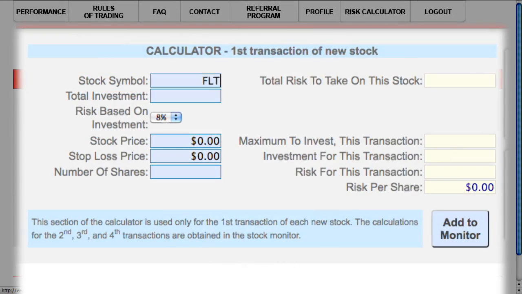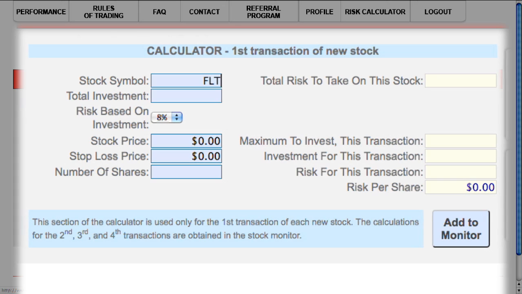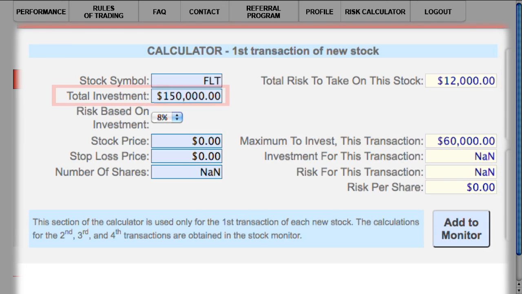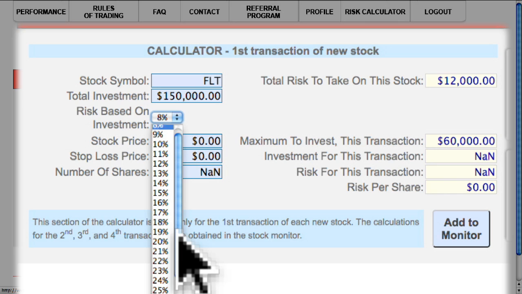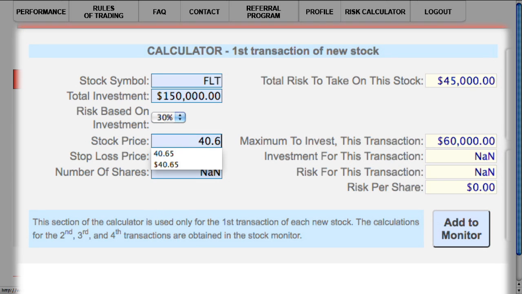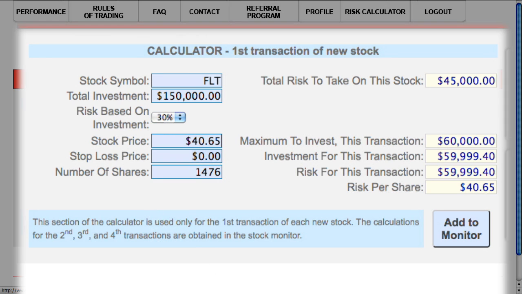The symbol FLT is entered here. Then click Enter. In this box, you enter $150,000, which is the total amount invested if FLT is purchased in 4 transactions. The risk is 30% and is found by using the scroll down bar, as shown. Next, the stock price is entered, which is $40.65. Then the stop price at $33.23 is typed into this box.